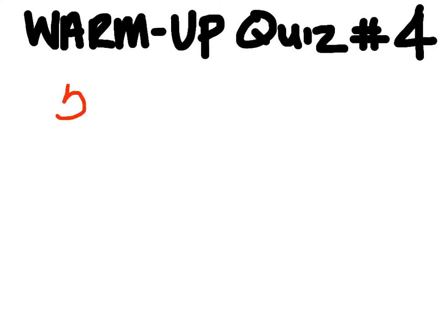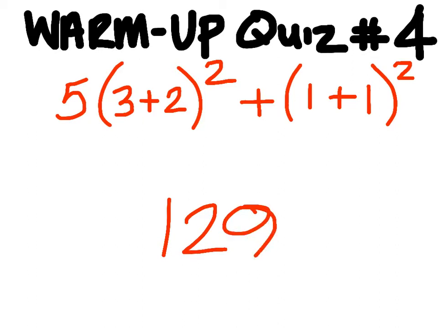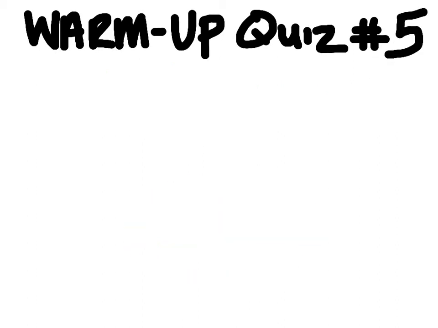Number 4 is 5 times the quantity squared, 3 plus 2, close the quantity, and then plus the quantity squared of 1 plus 1. Everybody had the right answer. It is 129. Here's the last one.